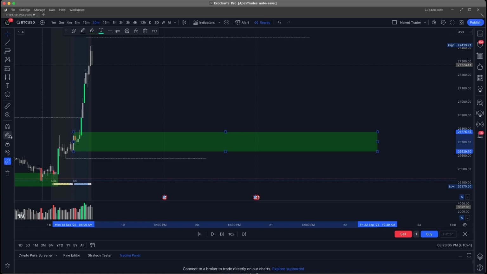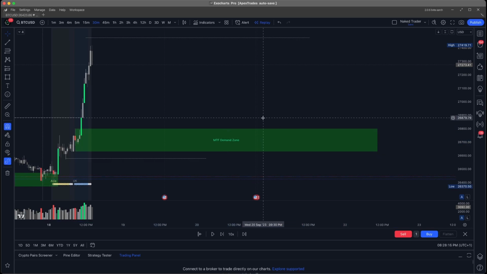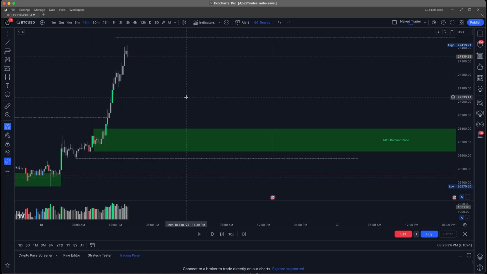Let me just bring my magnitude on. Bring it up to there, and that's a big demand zone, of course, right? So let's see, medium time frame demand zone there, and so we'd want to refine this a little bit, right? So maybe we could say, okay, well, what does the 15-minute look like?